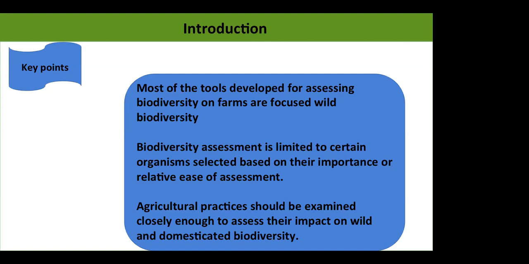And we noted that biodiversity assessment is limited to certain organisms selected based on their importance and relative ease of assessment. And I will take us back to what we learned last week when we were looking at earthworm. There are some places on the farm where you will find earthworm, and there are some places you will not find earthworm. And you begin to ask why. It's simple. The earthworm will be there if that place is habitable for it. It will not be there if that place is not convenient.